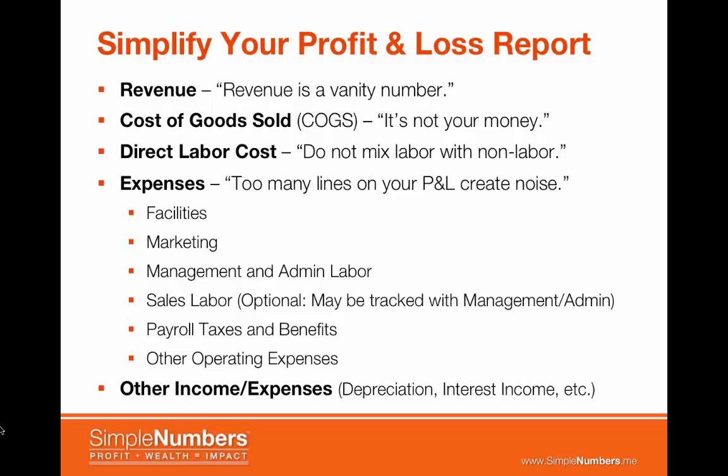And then one of the things that we see is this bottom part in expenses. So we break down the P&L in a very simplistic structure that only uses 5 lines of data: facilities, marketing, management labor. Optionally, there are some clients that will separate out sales labor. A lot of times we won't do that within the financials themselves. We track that on a side basis. Payroll taxes and benefits, and then other operating expenses. So those 5 items are the core, and you'll see that in the profit tool as we show you.